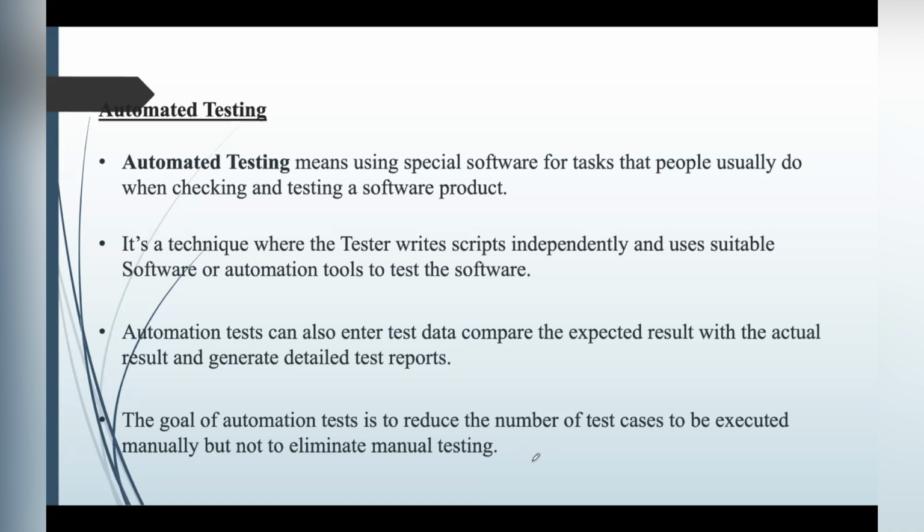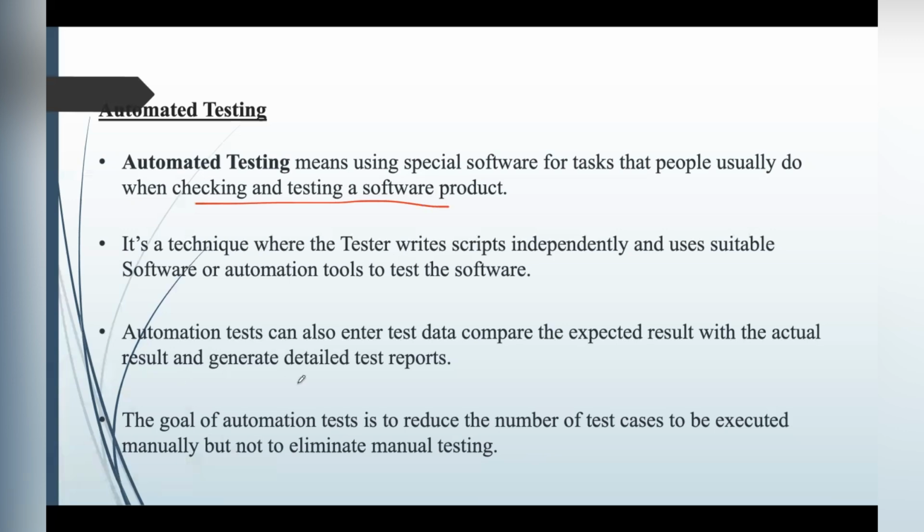So, to overcome these drawbacks, automation testing came into existence. With automation testing, developers or testers keep everything in their hands, boosting the product's productivity. In automated testing, people usually use special software in order to check and test a software product.